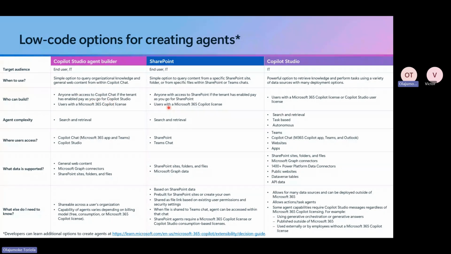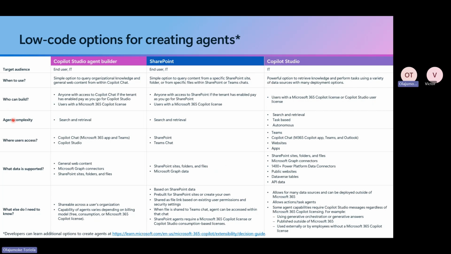Now, for SharePoint, who can build agents? Anyone that has access to SharePoint if the tenant has pay-as-you-go SharePoint enabled, and also a user with a Microsoft 365 Copilot license, that is the business license. And then for Copilot Studio, you have anyone with a Microsoft 365 Copilot license, the business license. It gives you automatic access to Copilot Studio. Or you might decide to buy a Copilot Studio user license to be able to build.